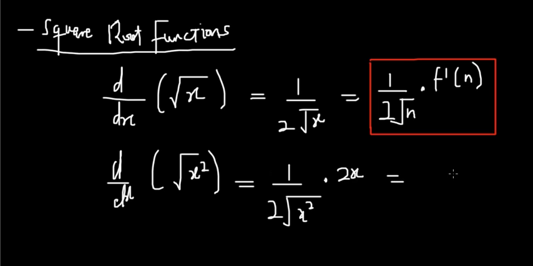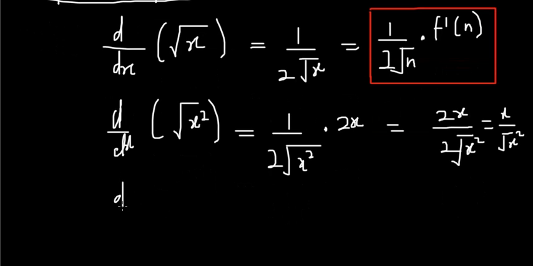So you could just simplify this as 2x over 2 root x. Let's take a simple example. So let's say we have d/dx of maybe root of x exponent 4 plus 2. So now this is how we solve this.